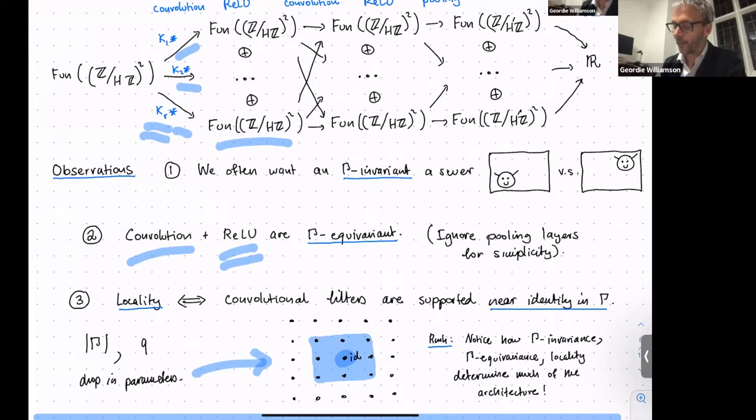I just want to point out that these three assumptions basically force you to design a CNN: invariance of the answer, equivariance of the network structure, and locality. Once you have those principles in mind, you'll just write down the architecture of a convolutional neural net, which, to my understanding, is one of the most successful neural net architectures, and it follows from simple principles.